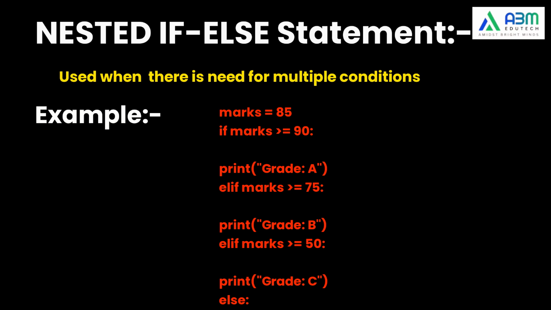If marks are greater than or equal to 90, grade A will get printed. If the marks are greater than or equal to 75, grade B will get printed. And if marks are greater than or equal to 50, grade C will get printed. And if none of the above conditions gets satisfied, then grade F will get printed. In this way, we can use multiple if-else or elif. Python evaluates each condition in sequence. Once a condition is true, it executes the corresponding block and skips the rest.